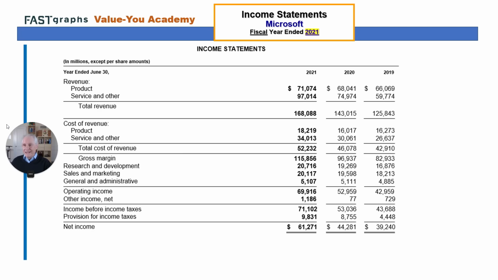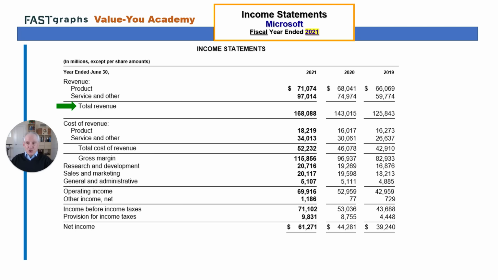So we're going to work our way down here on the income statement. Now we know the top line, revenue, we've talked about that, total revenue. Well, there you can see it's gone from 125.8 billion to 143 billion to 168 billion. That's a nice trend. Now they break it down into revenue from products and revenue from services and other. And we can see the trend there. You can see that service revenue has really picked up for Microsoft, and that is very profitable revenue. So that's what we like to look at.